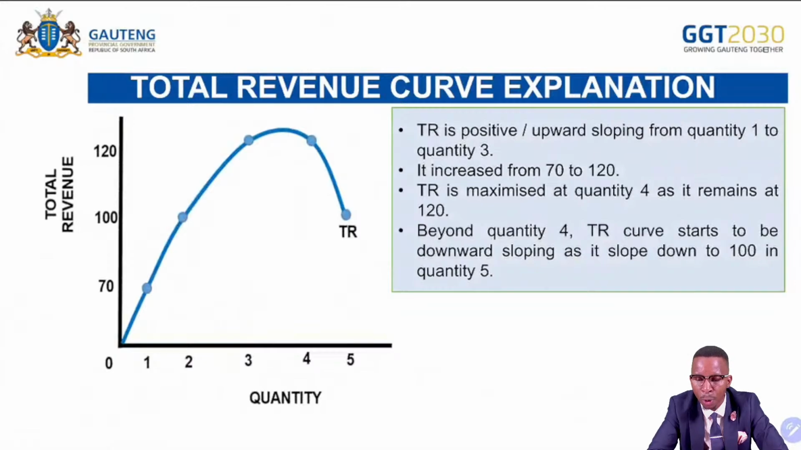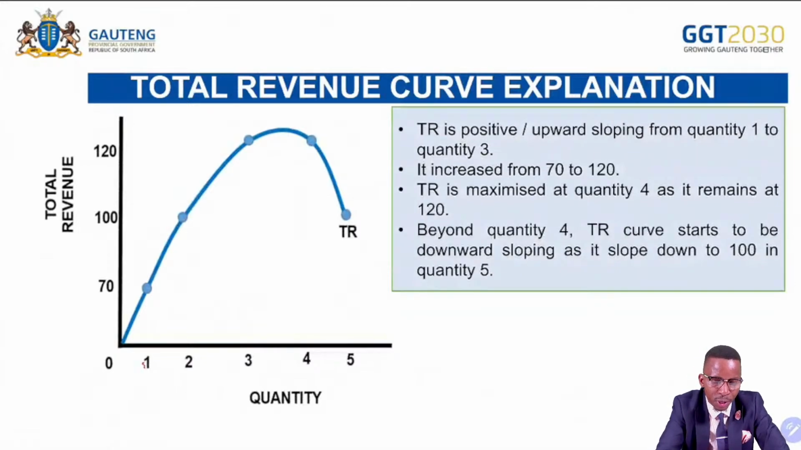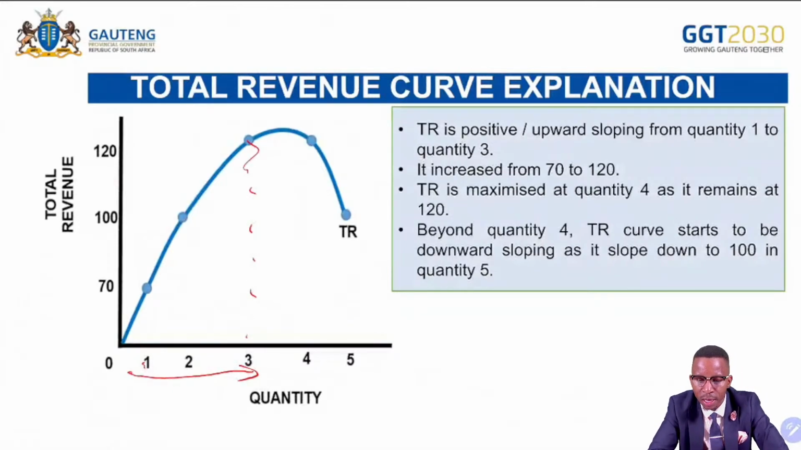TR is positive or upward sloping from quantity 1 to quantity 3. We can see it moved from here until quantity 3. So from this point to this point, it is upward sloping. You can see it's been increasing. It increased from 70 to 120. It was 0 initially, then 70 to 120, meaning we will not receive anything above 120 because we have already maximized our total revenue at 120.